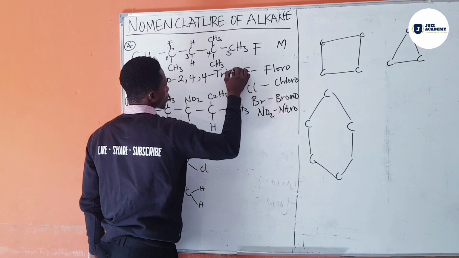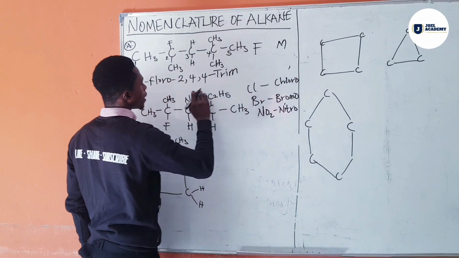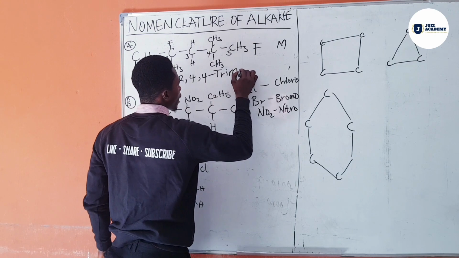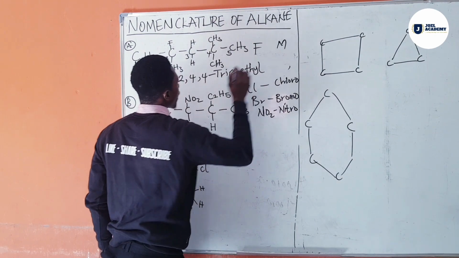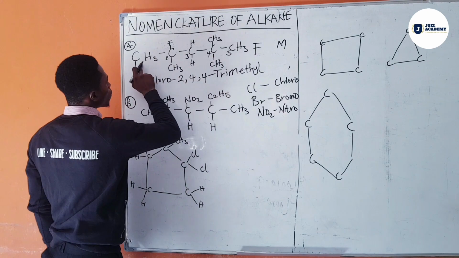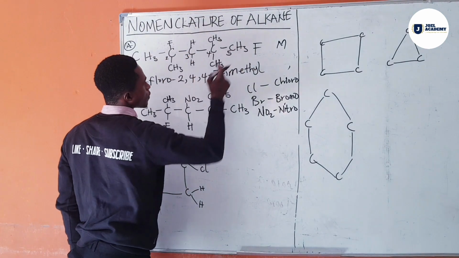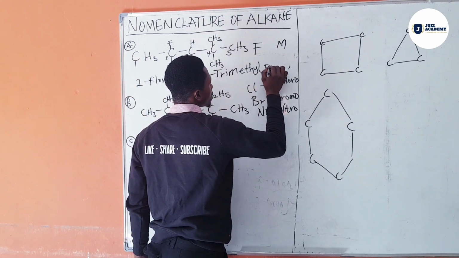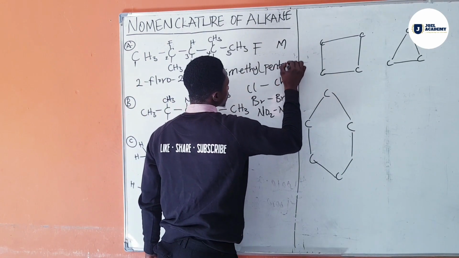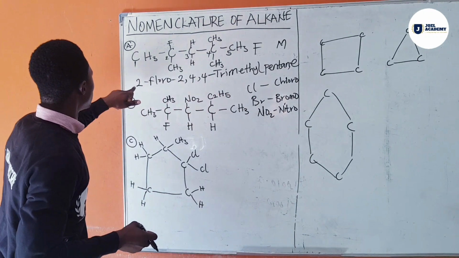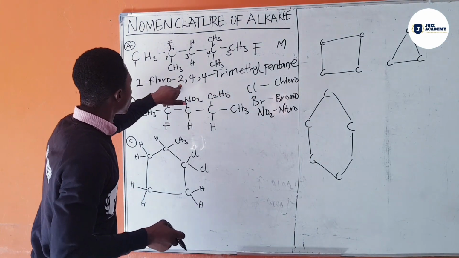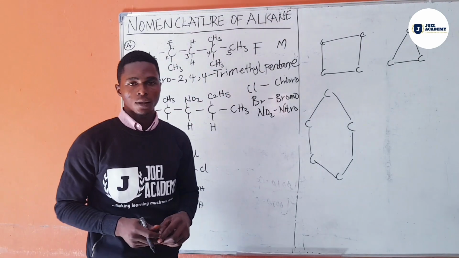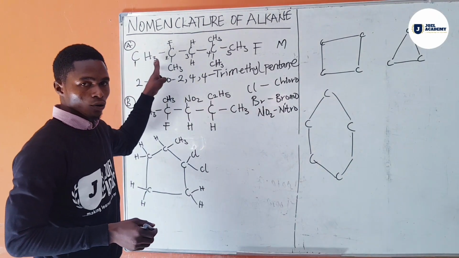Tri, because there are 3. Now the 3 of them are methyl, so we call it trimethyl. And then the longest continuous chain is 1, 2, 3, 4, 5, and the 5-carbon alkane is called pentane. So this is trimethylpentane. So the name of this is 2-fluoro-2,4,4-trimethylpentane. That is the name of structure A.